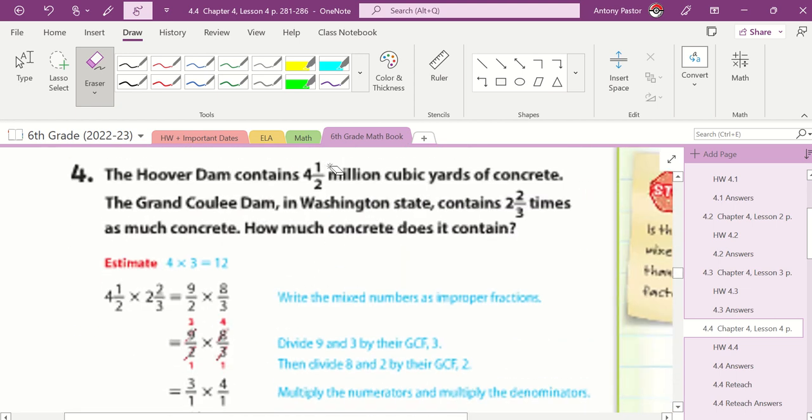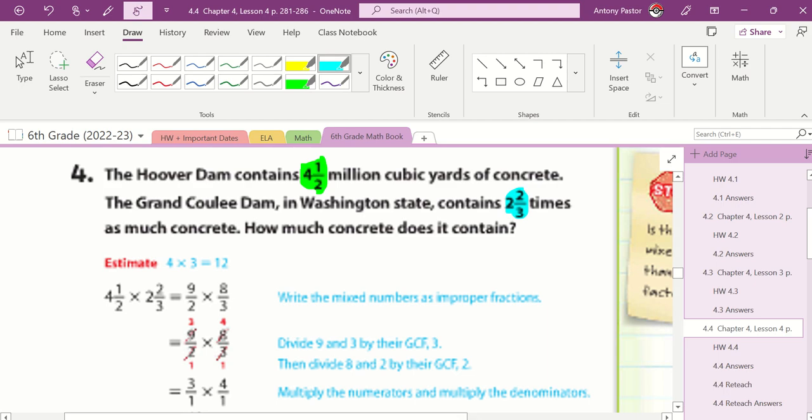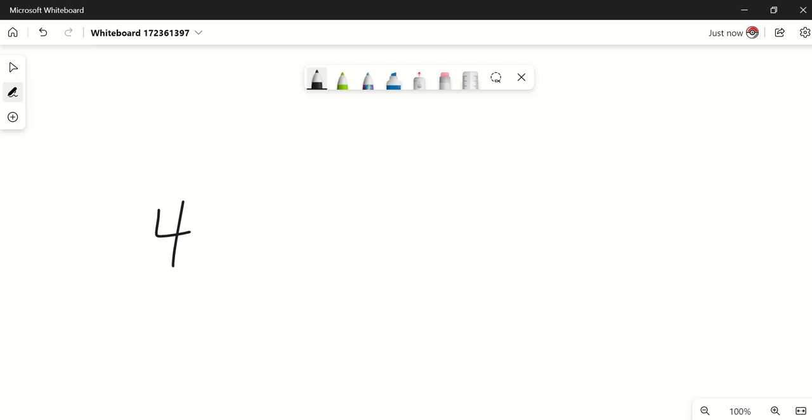The Hoover Dam contains 4.5 million cubic yards of concrete. The Grand Coulee Dam in Washington State contains 2 2/3 times as much concrete. How much concrete does it contain? So we're going to take our original number, which is 4.5, because the Hoover Dam has 4.5 million cubic yards of concrete. The Grand Coulee Dam has 2 2/3 times more of that. So 4.5 times 2 2/3.